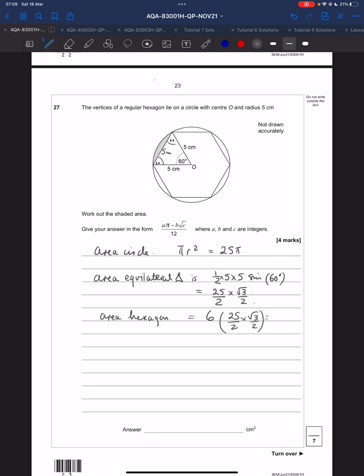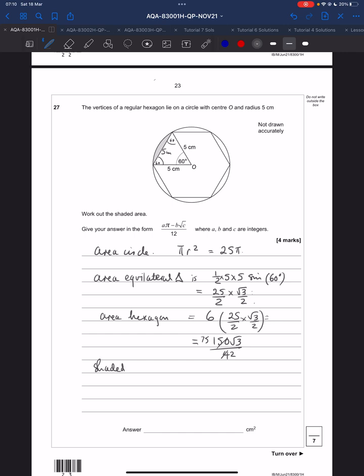Yeah, I'm glad that I stopped myself there. Right, so it's actually 6 times 25 is 150 root 3 divided by 4. So it cancels down to 75 over 2. 75 root 3 over 2. That's the full hexagon.